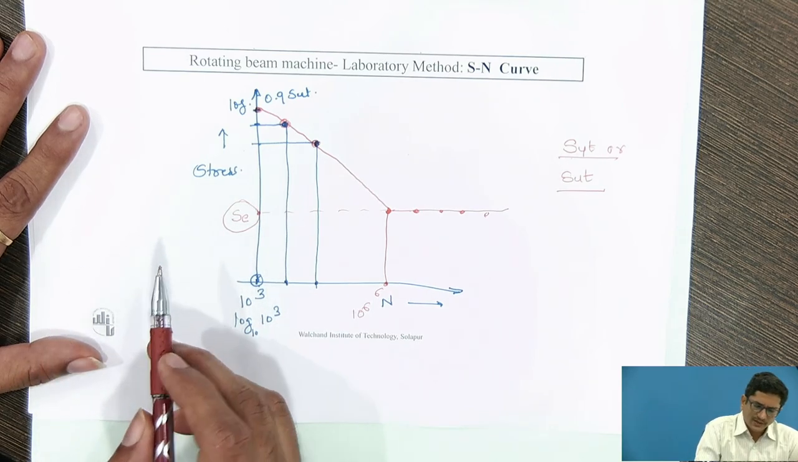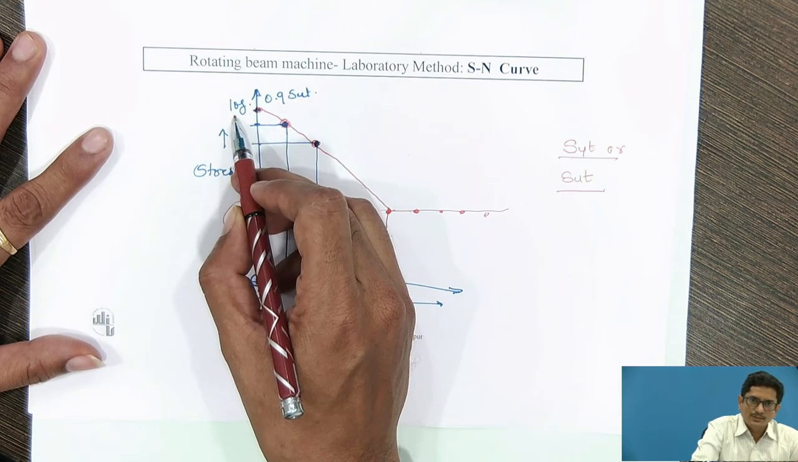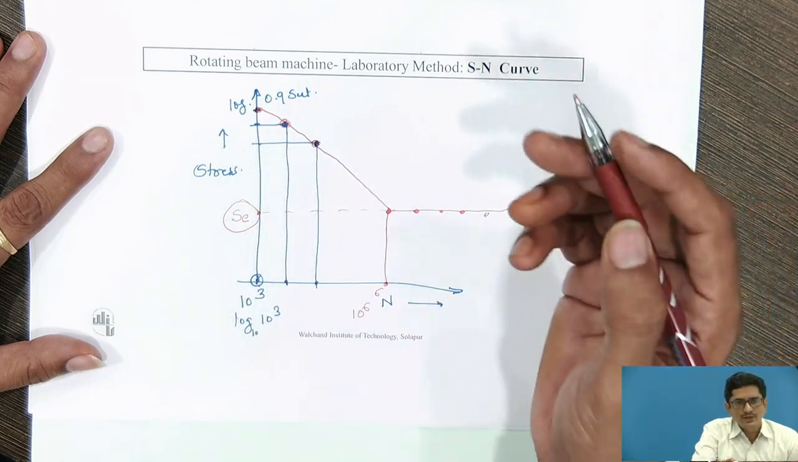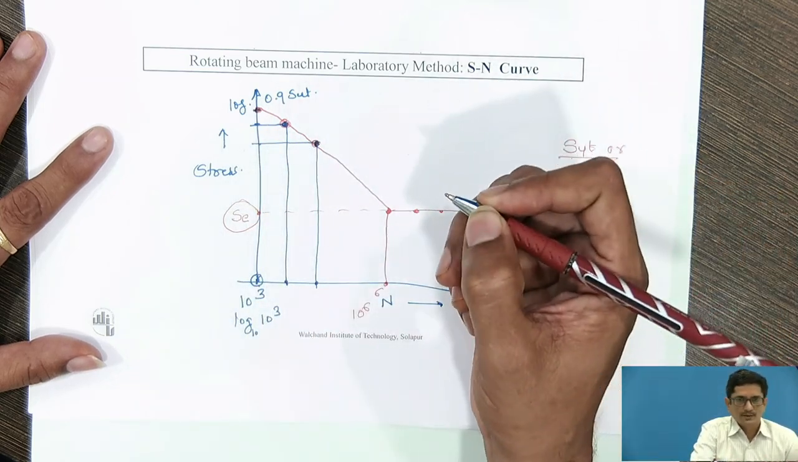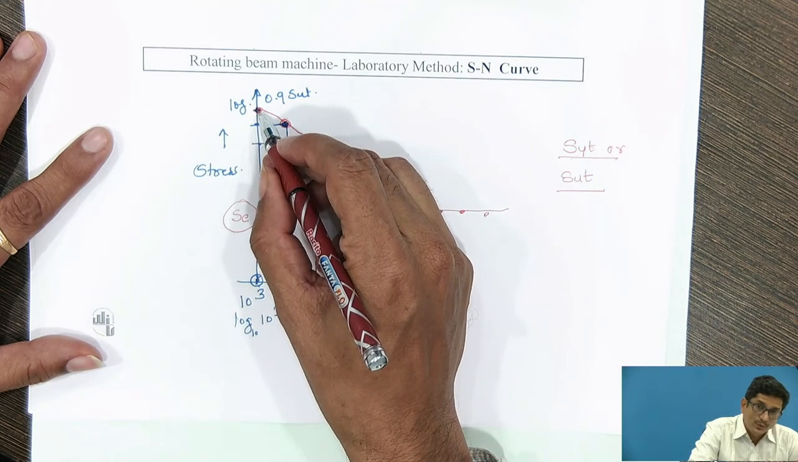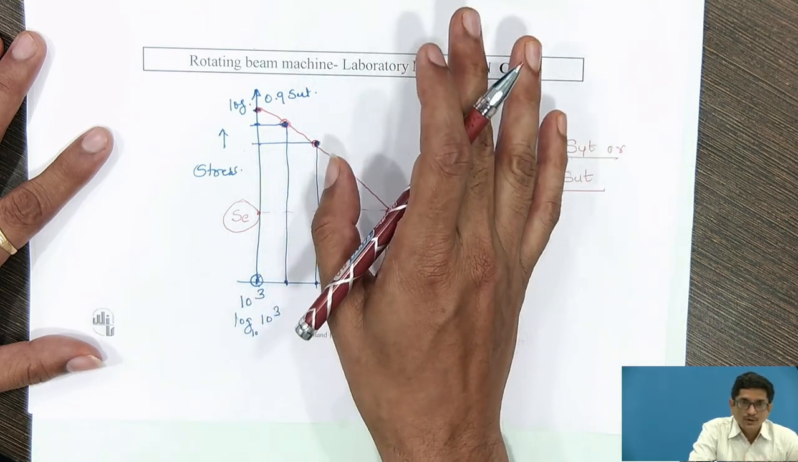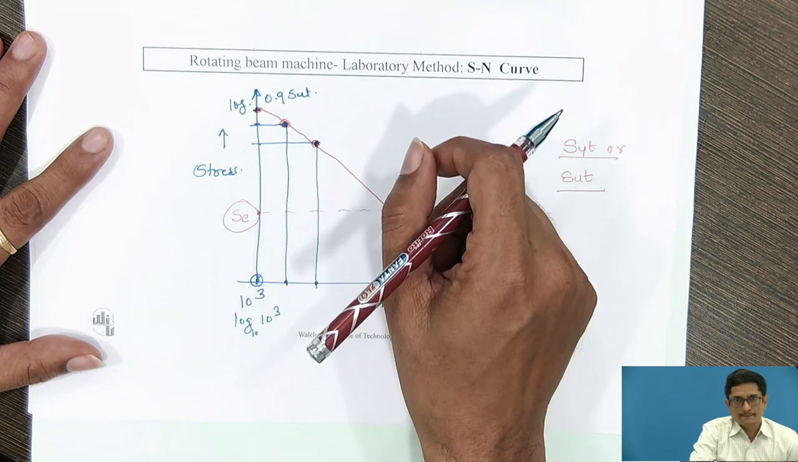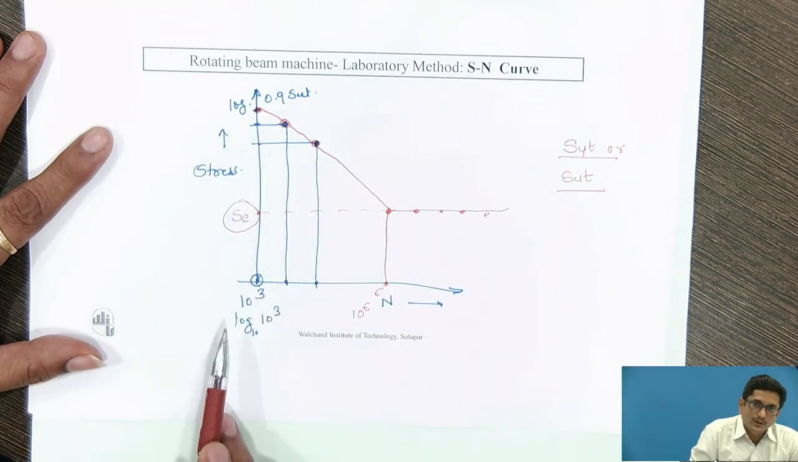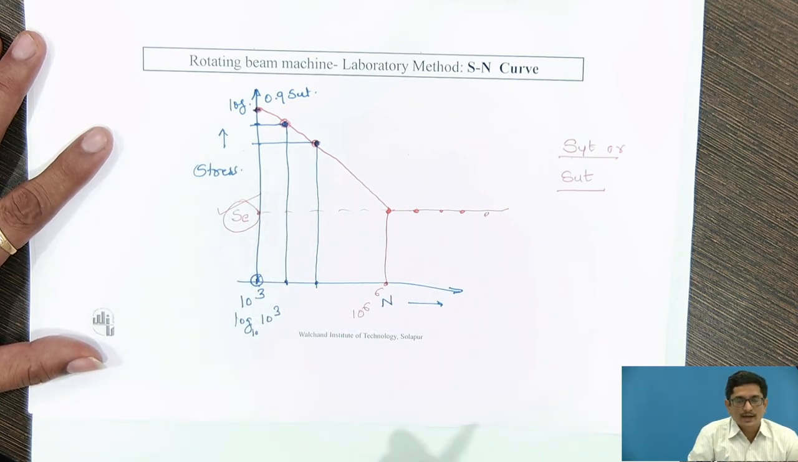Though in this laboratory method I had shown that this point is around log of 0.9 SUT, actually what we need to do is load the component just below the SUT value. If I load it just below the SUT value, the component will not break by SUT, but it is going to fail by pure fatigue loading. That means we need to attribute this failure to fluctuating load. Hence, the endurance limit becomes the criteria for design, and our interest is to calculate this SE value.